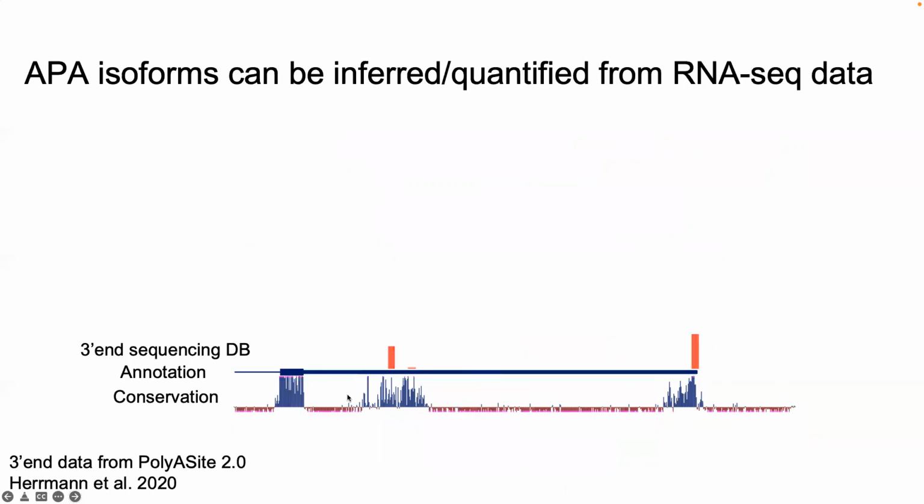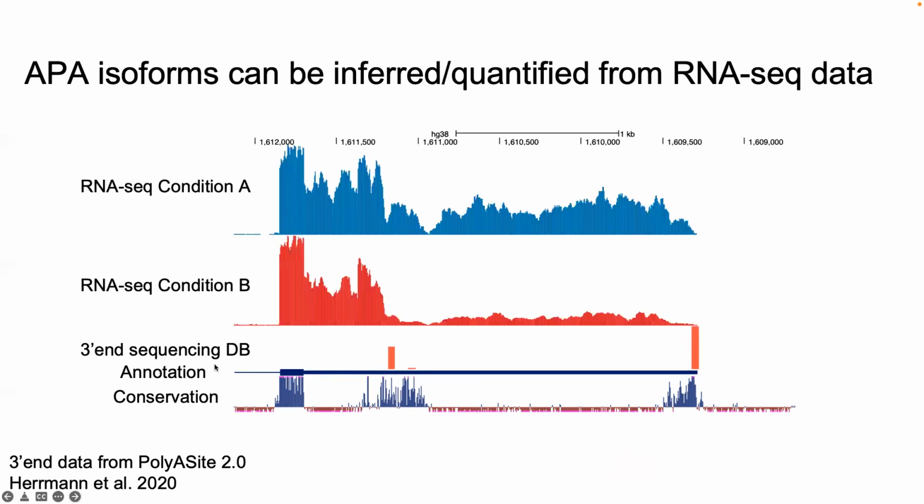So what does this data look like? So 3' end sequencing data tells us exactly in the genome where the poly-A site was in different conditions. And similarly, we have annotation that tells us where we think the different isoforms are. But those 3' end sequencing data sets are rare, not available for many conditions. So the field has tried to use RNA sequencing data from different conditions to both identify the different poly-A sites that are used within a single gene and quantify the relative usage of these different poly-A sites from RNA-seq directly.